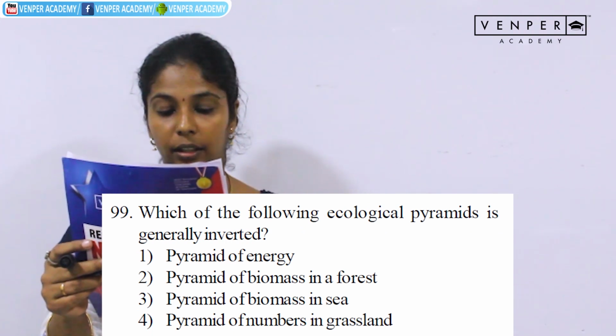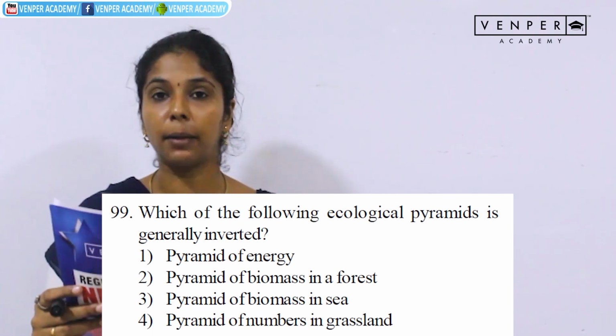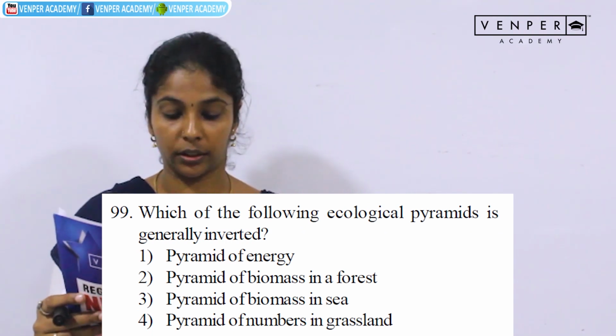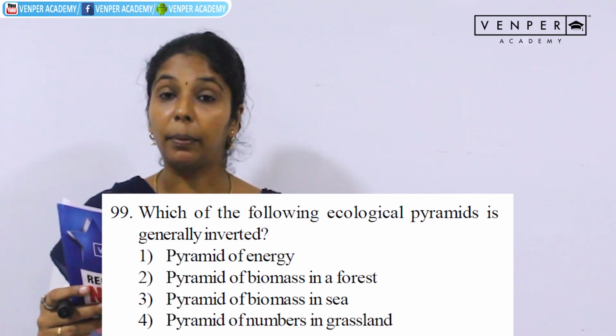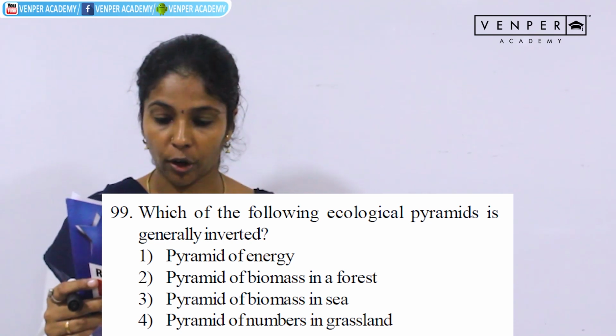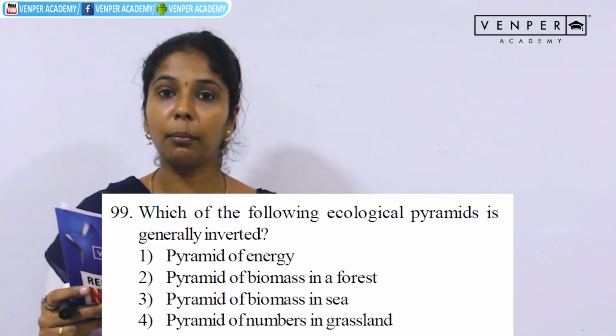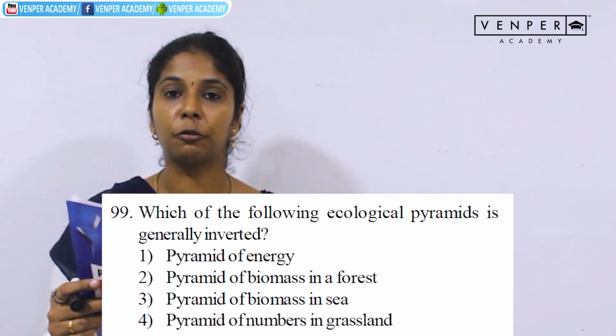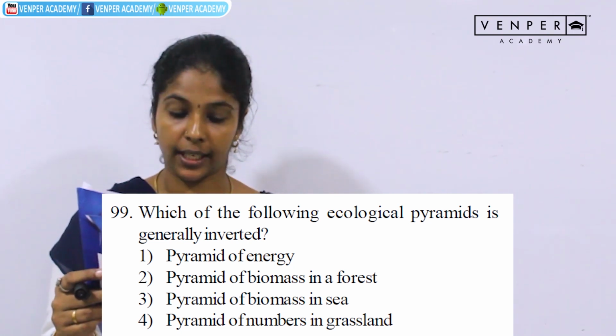Question number 99. Which of the following ecological pyramids is generally inverted? Option 1, pyramid of energy. Option 2, pyramid of biomass in a forest. Option 3, pyramid of biomass in a sea. Option 4, pyramid of numbers in grassland.